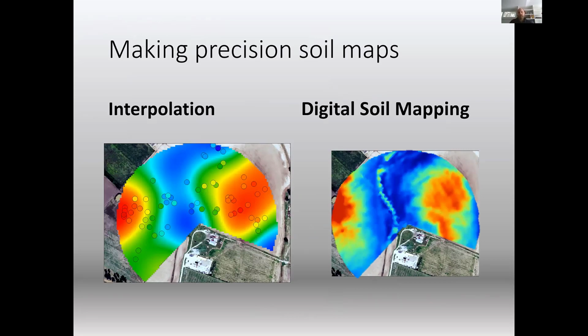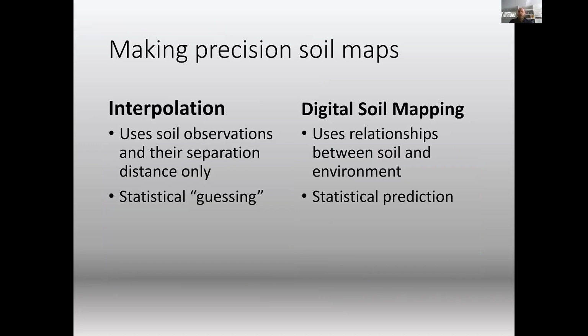So it requires lots of observations, which can get really expensive and cost prohibitive for most users. So we need other tools that can be maybe a little bit more parsimonious with their data. And this is where we'll bring in the concept of digital soil mapping. So we can contrast the two.